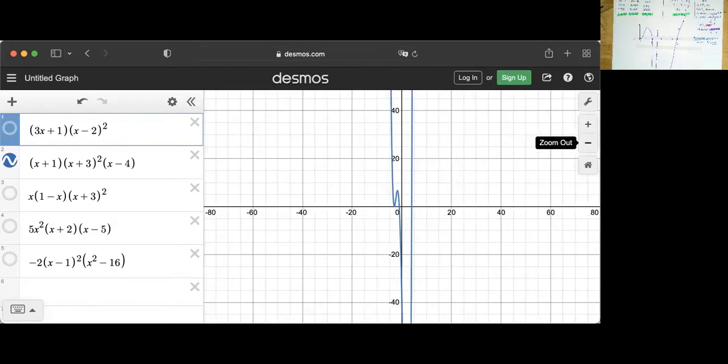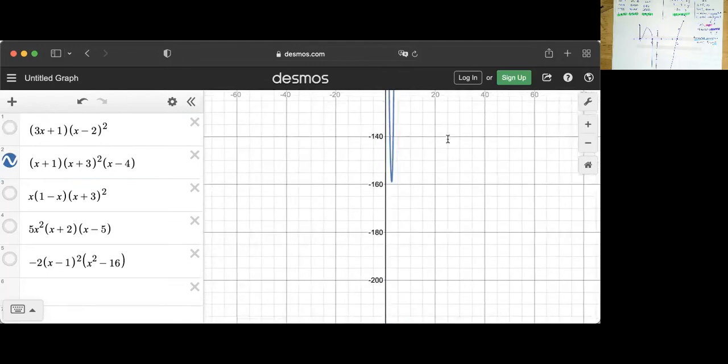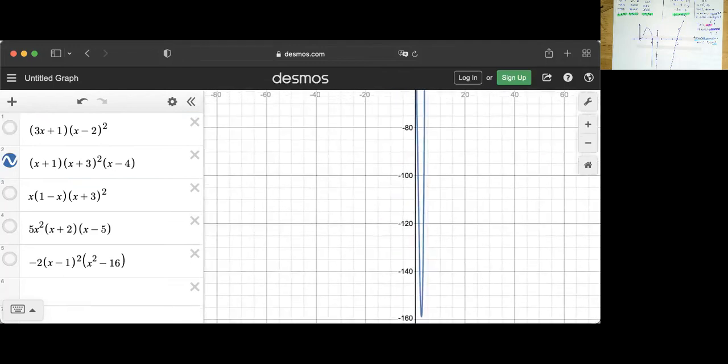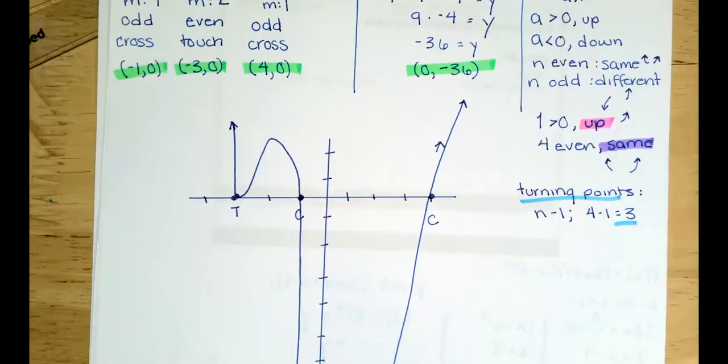It looks similar enough, right? I have a small turn right there, and then I go all the way down to negative. It crosses y at negative 36, and it goes even further. Goes to almost negative 160. Comes back up, crosses at 4. All right.